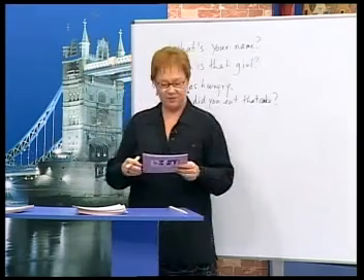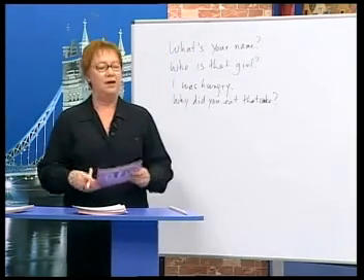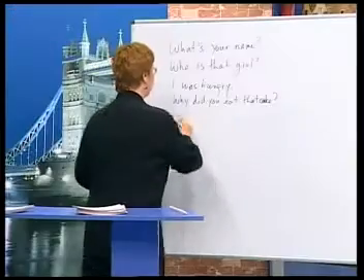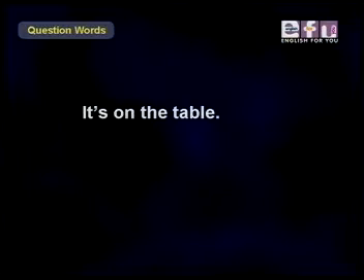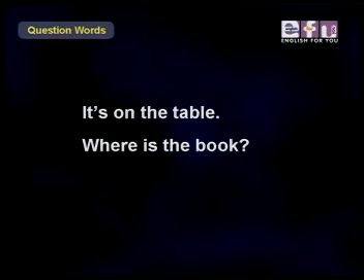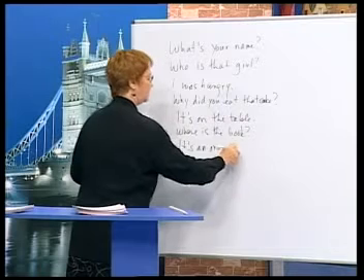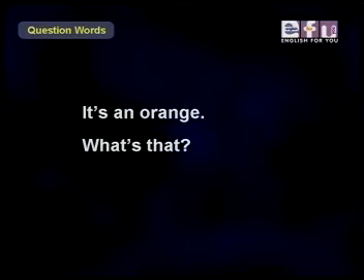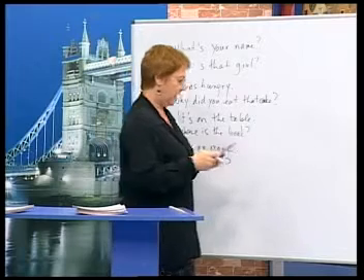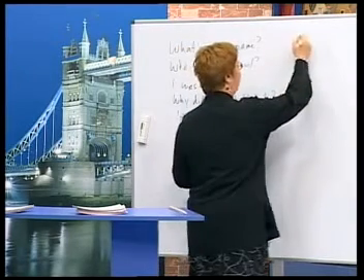Okay, now let's start with Isabel. It's on the table. Isabel, what's the question? Where is the book? Yeah, okay. So it's on the table. The question is, where is the book? All right, now, Ali, here's the answer. It's orange. What's that? Yes.